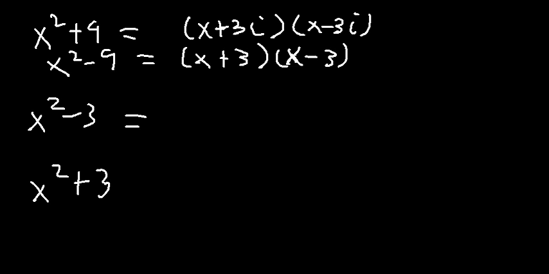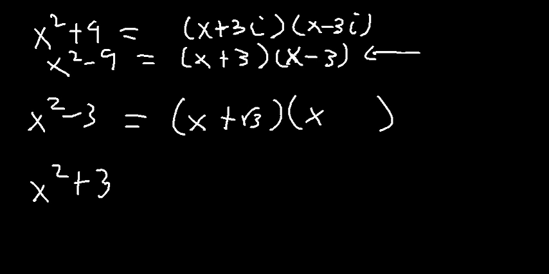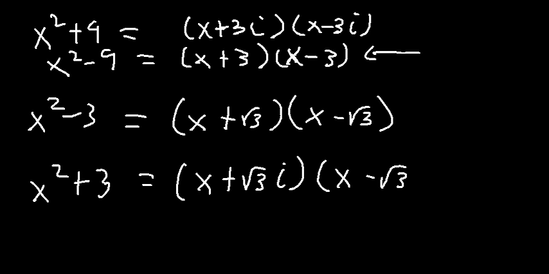Now if you want to factor x squared minus 3, here's what you need to do. It's the difference of perfect squares. So the square root of x squared is x, and the square root of 3 is radical 3. So we have plus and minus. Now here we have x squared plus 3. So it's just x plus root 3 times i, and x minus root 3 times i. Depending on what level of course you're taking, you may or may not need to know that.